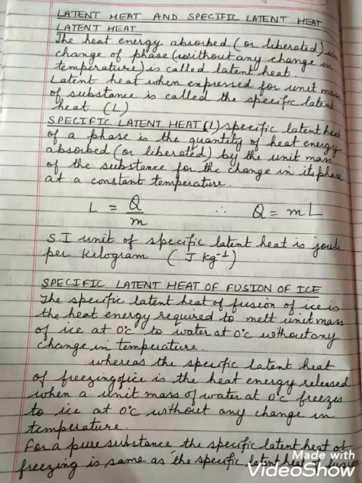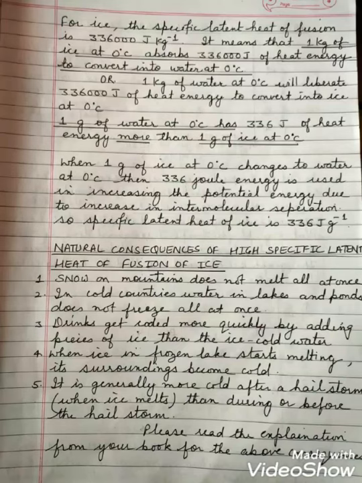Specific latent heat of fusion of ice. The specific latent heat of fusion of ice is the heat energy required to melt unit mass of ice at 0 degrees Celsius to water at 0 degrees Celsius without any change in temperature. Whereas the specific latent heat of freezing of ice is the heat energy released when a unit mass of water at 0 degrees Celsius freezes to ice at 0 degrees Celsius without any change in temperature. For a pure substance, the specific latent heat of freezing is the same as the specific latent heat of fusion.